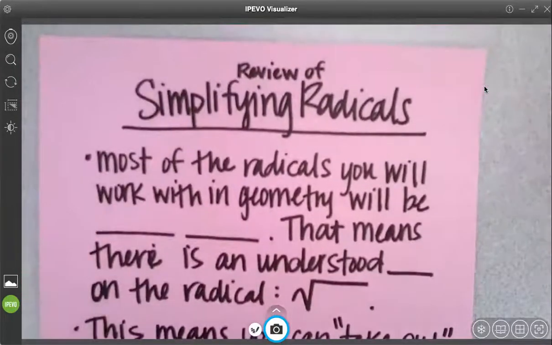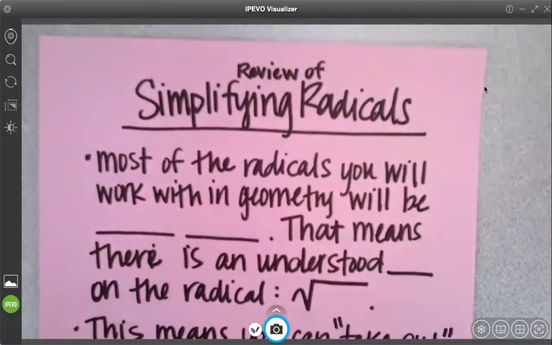We're going to start this new section on similar triangles, specifically similar right triangles, by doing a little bit of background. And so we're going to review simplifying radicals. This is something that we've already done once this year in geometry and something that you did in Algebra 1 as well.